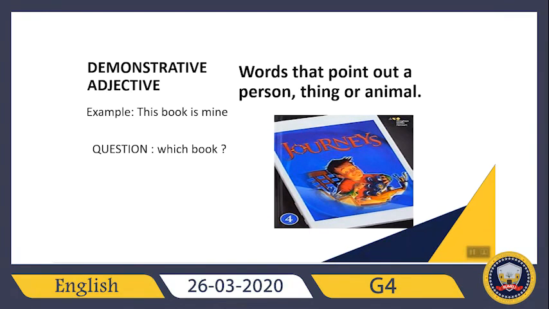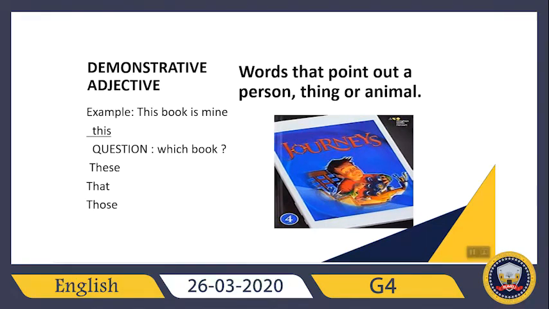So the word this is the demonstrative adjective, because I am pointing to that book and I am giving a direct pointing to the book that it is mine. This book is mine. So if I don't want to use the word this, what else can I use? I can use that, those, these. That is my book. Those pens are mine. These books are mine.